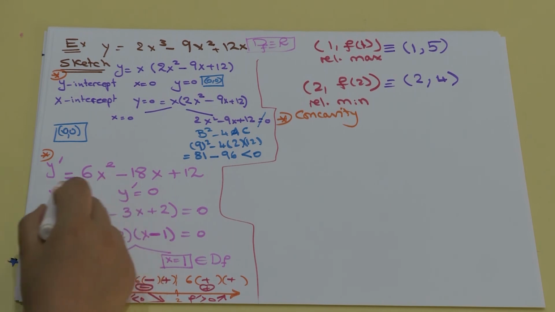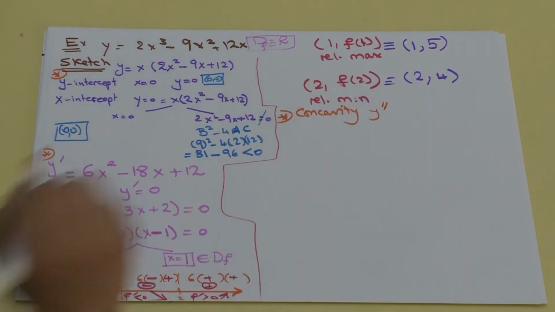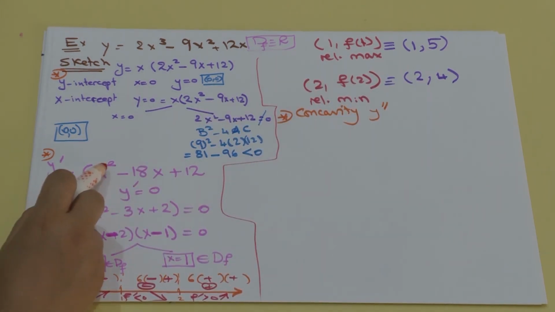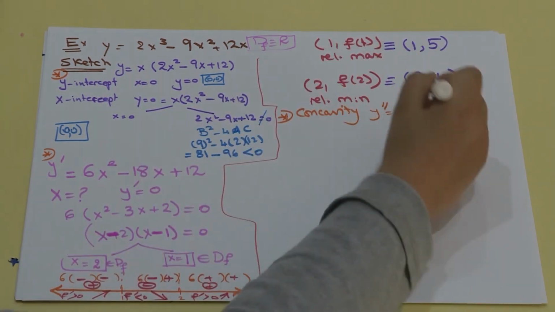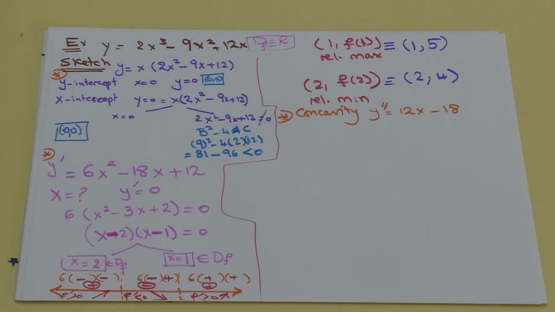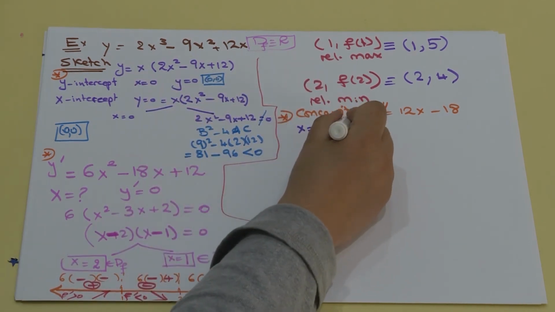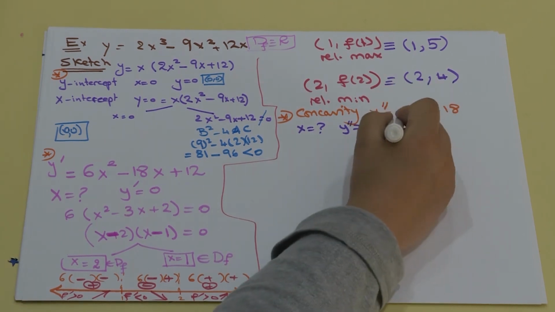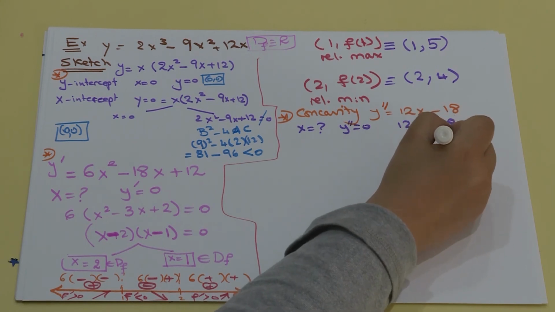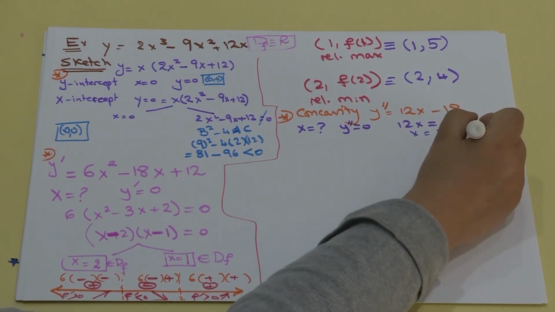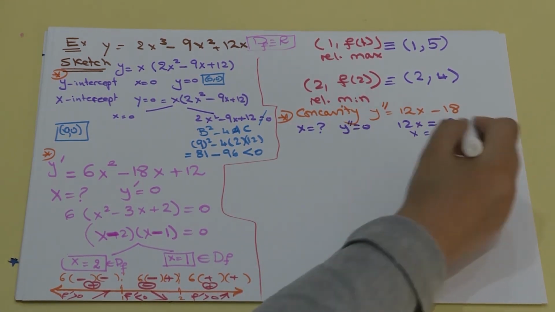We go to the first derivative in front of us here, and then we differentiate again. For concavity, we need to find y double prime. You differentiate again: 6 times 2 is 12x. So here I have 12x minus 18. And we ask the same question: what are the values of x for which y double prime equals 0? Simple enough. 12x equals 18, x equals 18 over 12. Divided by 6, it is 3 over 2. So I have a point x equals 3 over 2.